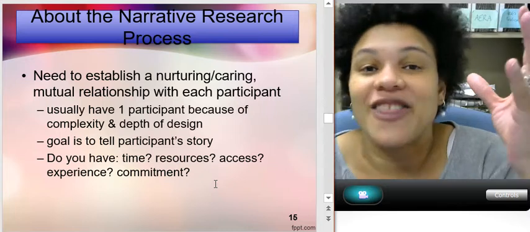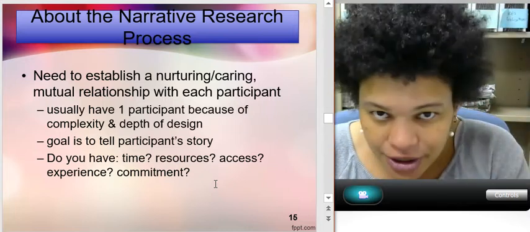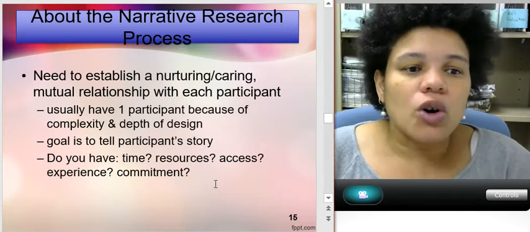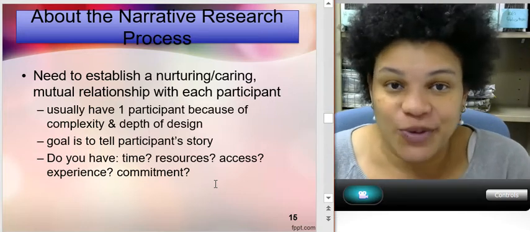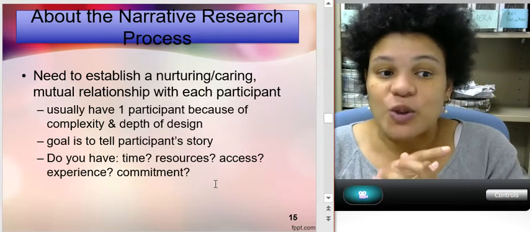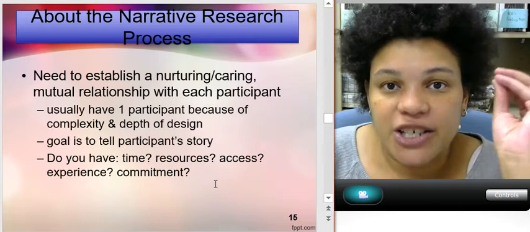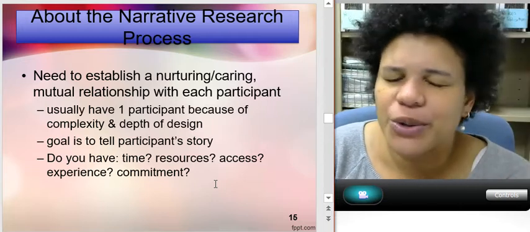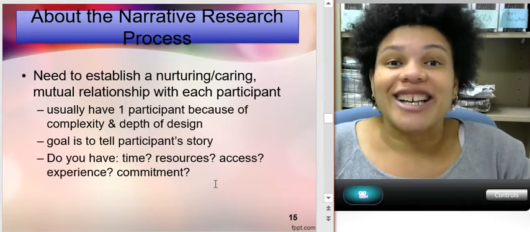Just like with ethnography, you're studying one culture. You're going in deep, right? The goal is to tell this participant's story. And questions for researchers: do you have the time, the resources, the access, the experience, the commitment in order to do a kind of narrative research process? It can be very rewarding to understand someone's story.